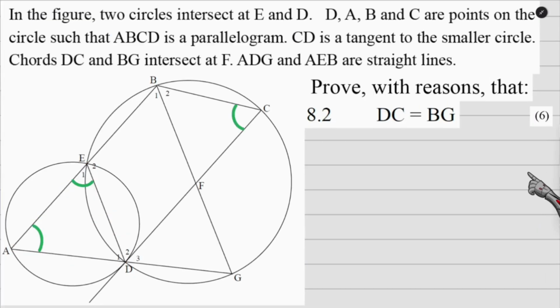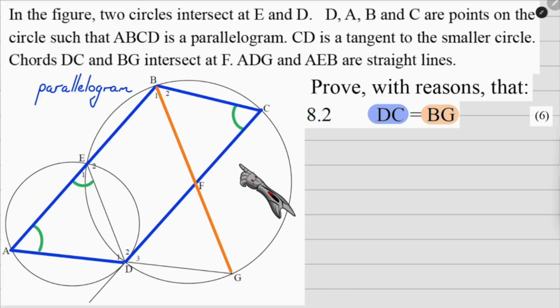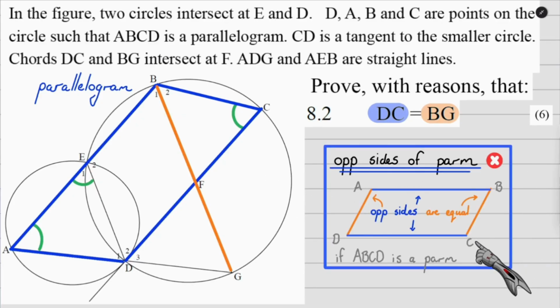In question 8.2, we're going to need to prove that DC is equal to BG. So let's get that marked off a little bit more clearly. I need to prove that these two lines are equal in length. And we're going to start off by looking at DC. Now if you remember, DC is actually part of a parallelogram. And I know a property of a parallelogram with the opposite sides, which is that the opposite sides are equal.